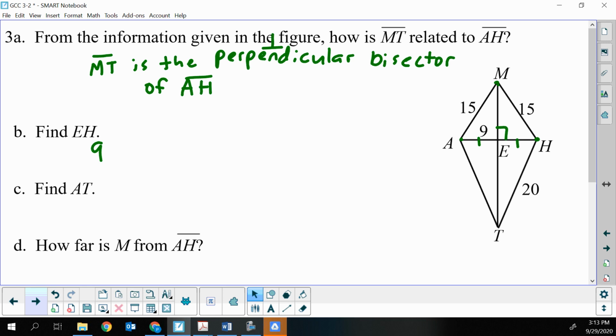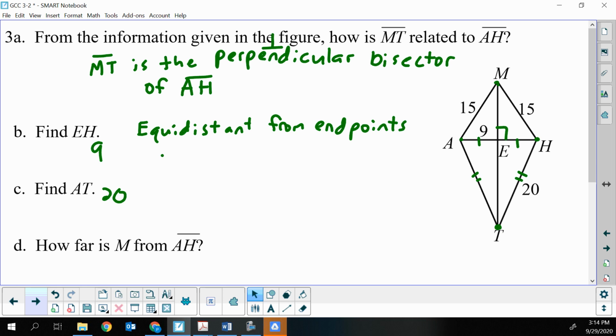Well, if this is a perpendicular bisector, we now know that any point on the perpendicular bisector should be the same distance from the endpoints, meaning TH and TA should be the same. So therefore, AT has to be 20. Now, if we had to do our justification for those last two, so 9, we use the converse of our perpendicular bisector theorem. So we would say equidistant from endpoints implies perpendicular bisector.